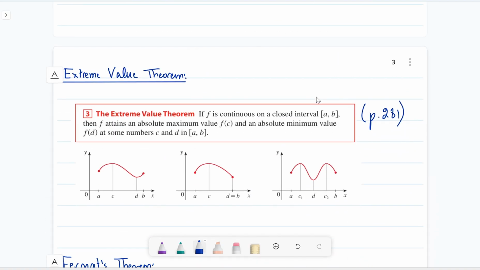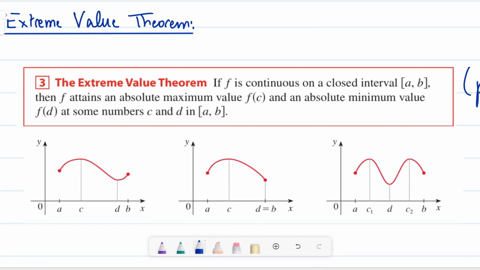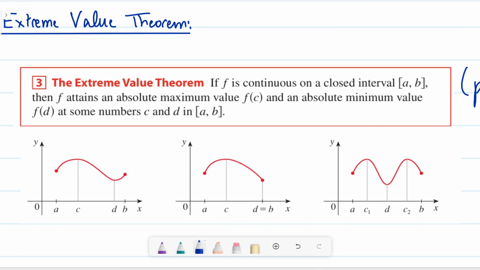Now let's look at what we call the extreme value theorem. So if f is continuous on a closed interval a till b, then f attains an absolute maximum value f of c and an absolute minimum value f of d at some numbers c and d in the closed interval a till b. So let's look at these graphs.